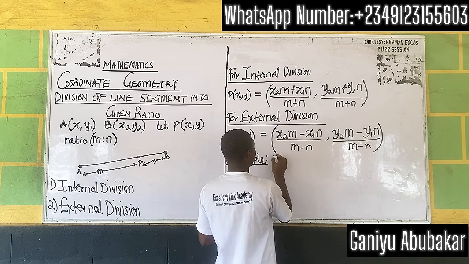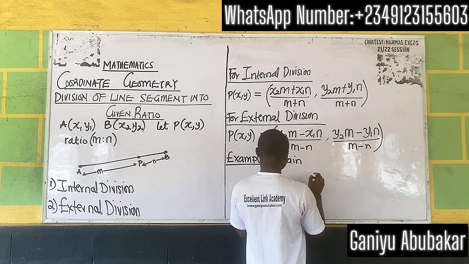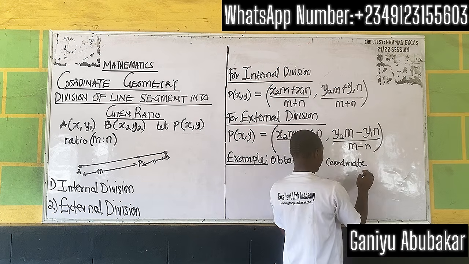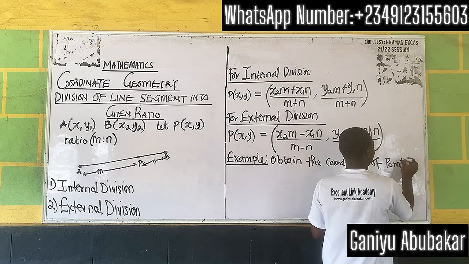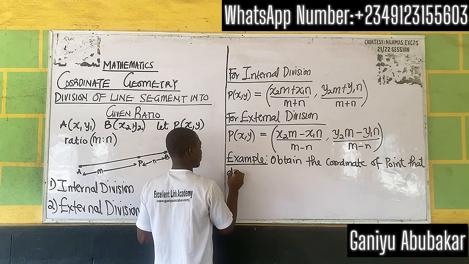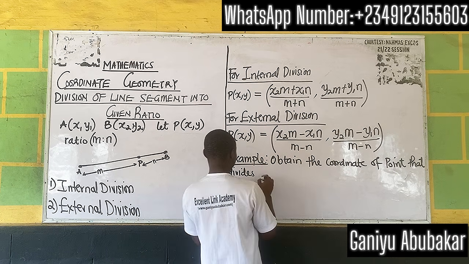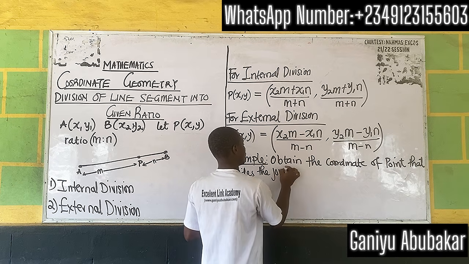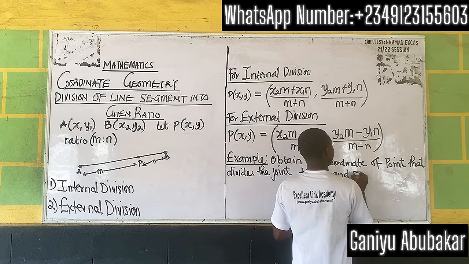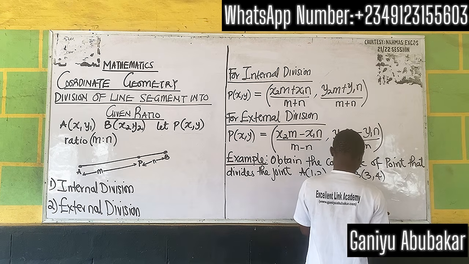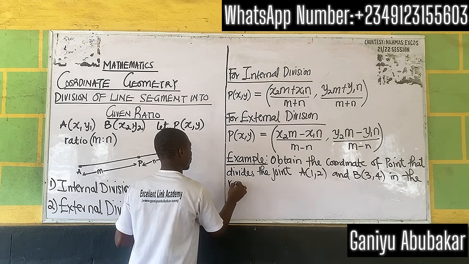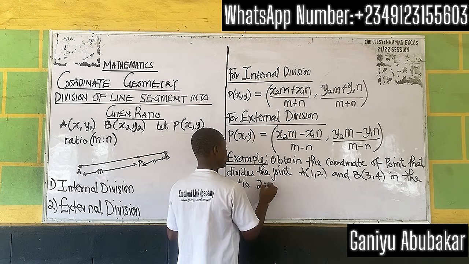Example: obtain the coordinate of the point that divides the joint A (1, 2) and B (3, 4) in the ratio 2:5.